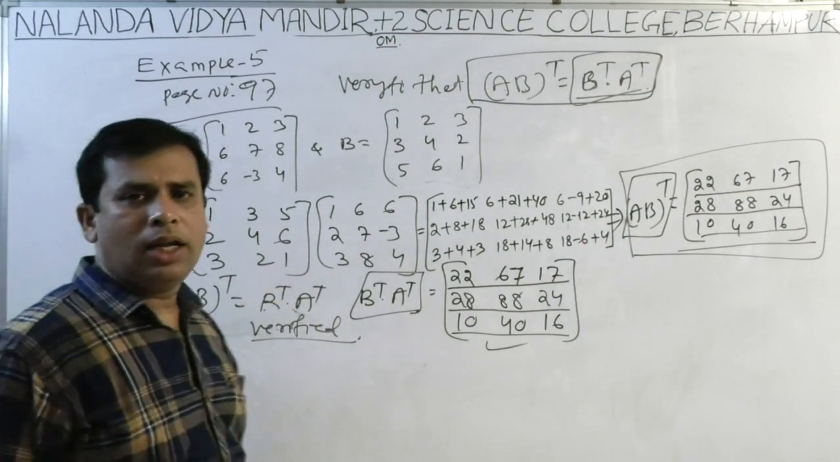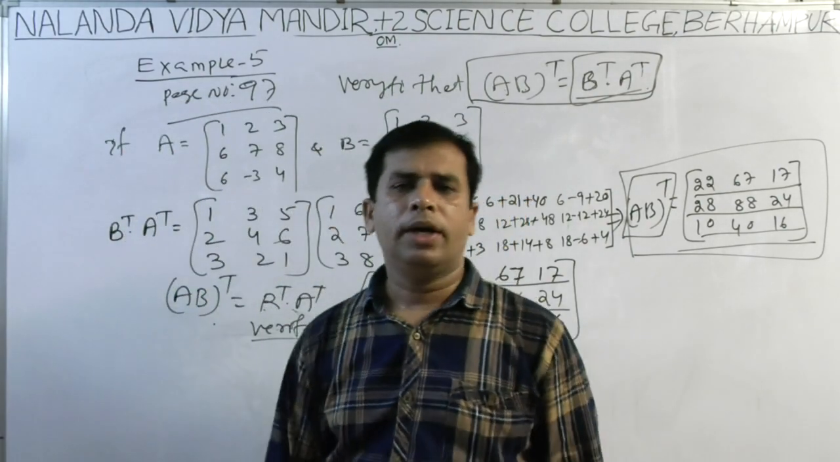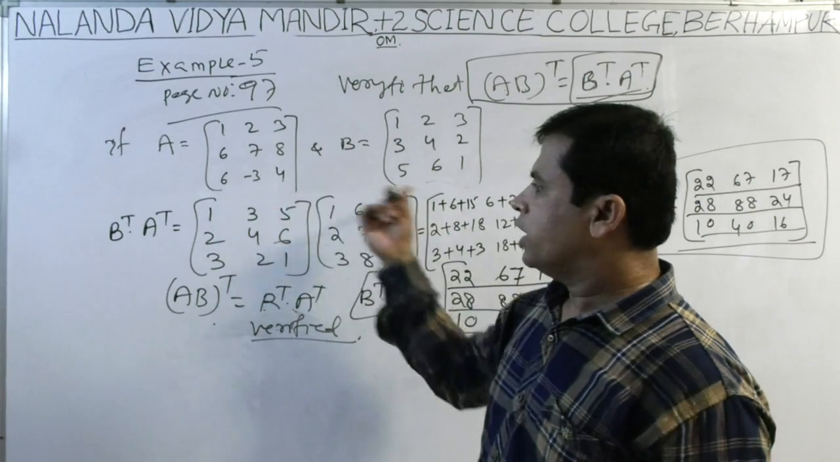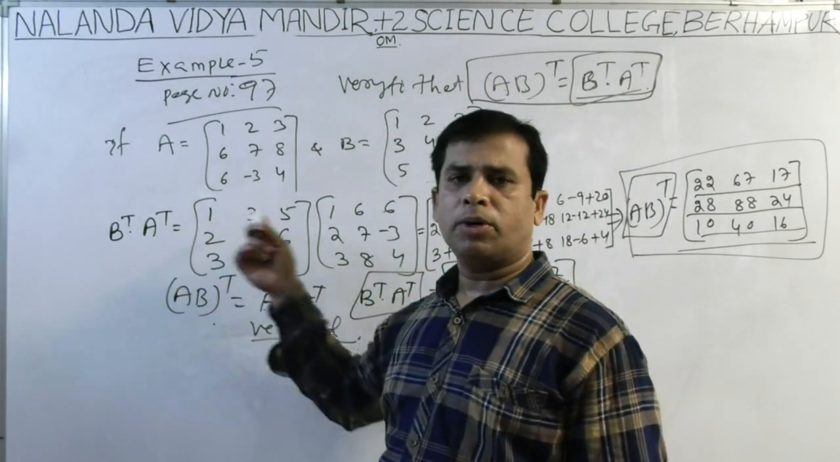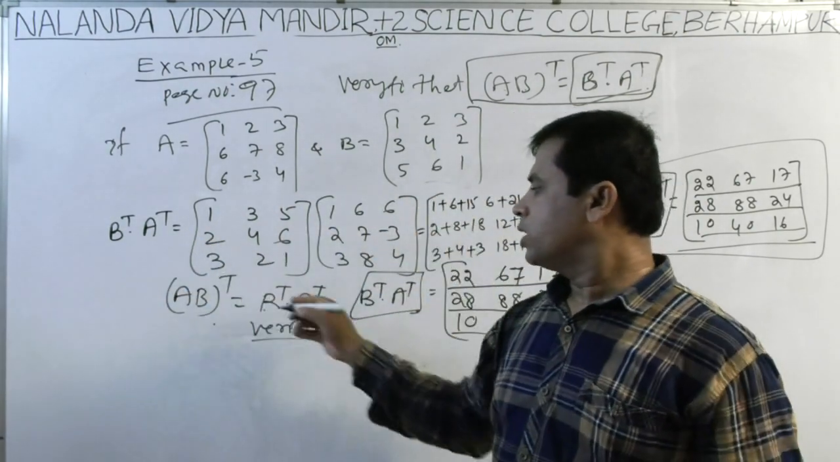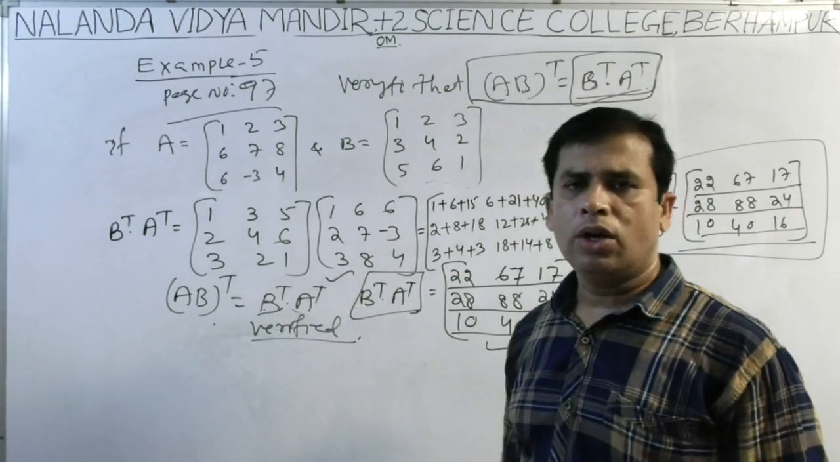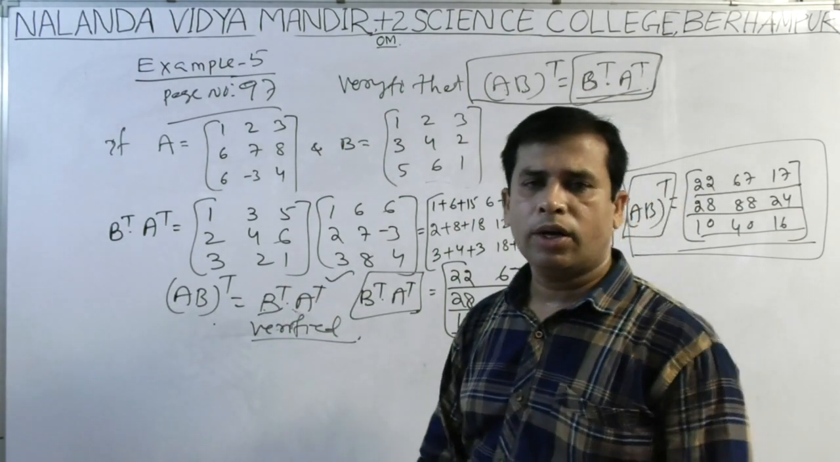So verify करिए, देख लें AB transpose is equal to B transpose into A transpose. हमें AB transpose डाल लें, B transpose A transpose multiply कर लें. हम पहले AB transpose is equal to B transpose into A transpose. Therefore verified. Okay.